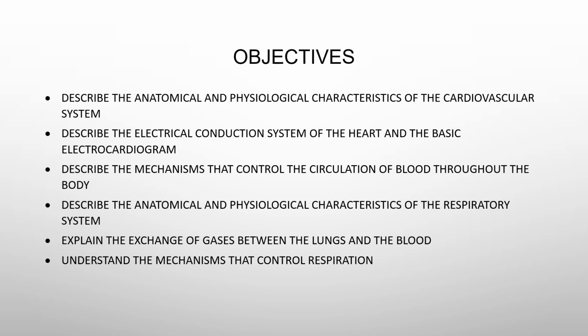With this chapter, you should be able to describe the anatomical and physiological characteristics of the cardiovascular system and the electrical conduction system of the heart, along with the basic electrocardiogram. Describe the mechanisms that control the circulation of blood throughout the body, and be able to describe the anatomical and physiological characteristics of the respiratory system. You should also be able to explain the exchange of gases between the lungs and the blood and understand the mechanisms that control respiration.